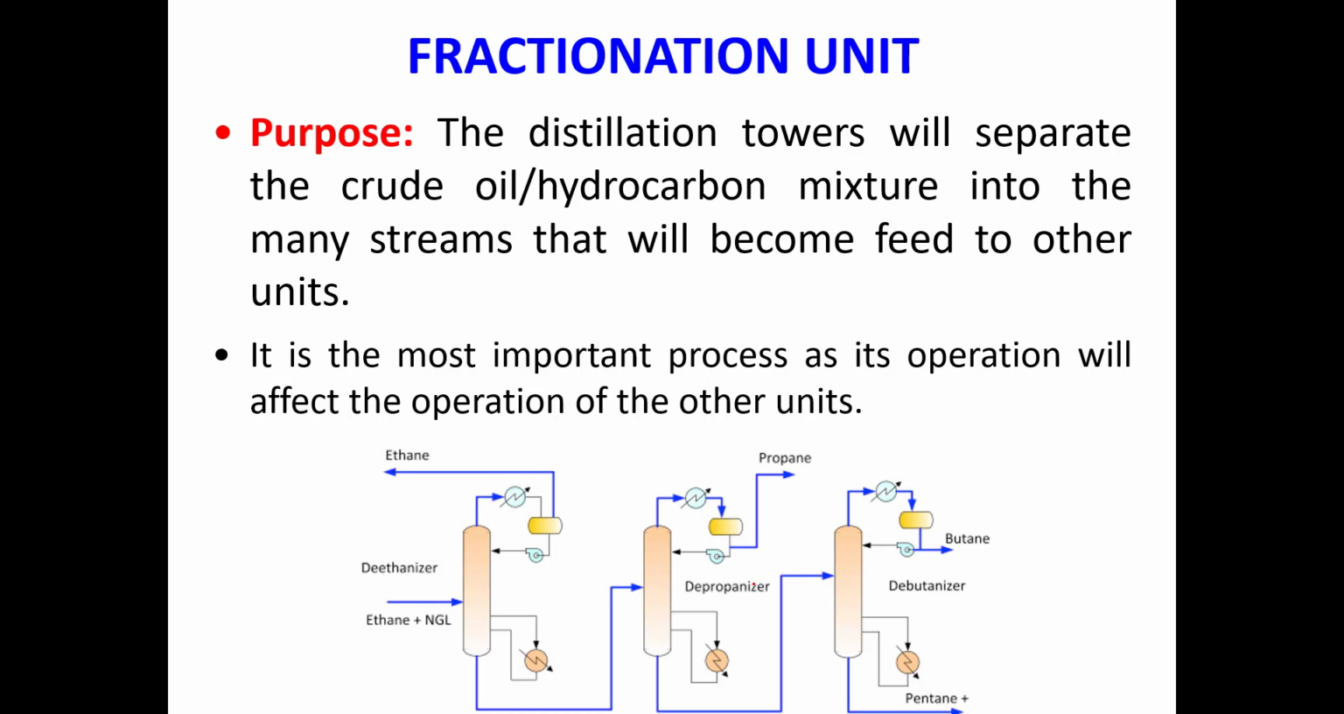In general, this kind of fractionation unit, which we have even in refineries, is to separate different molecules based on their boiling point. Light molecules, light products like gases, have lower boiling points. Heavier, bigger molecules have higher molecular weight and higher boiling point. So we use a distillation column to separate molecules that have different boiling points or different molecular weights.